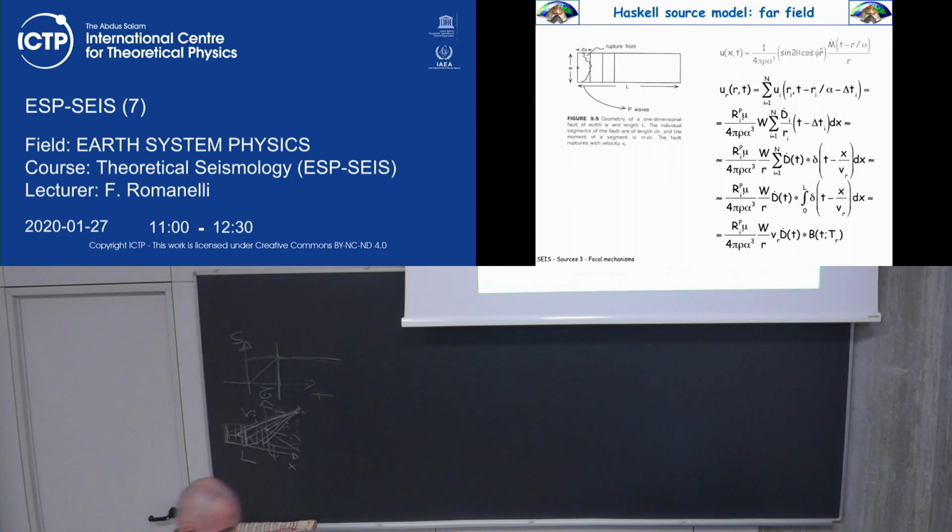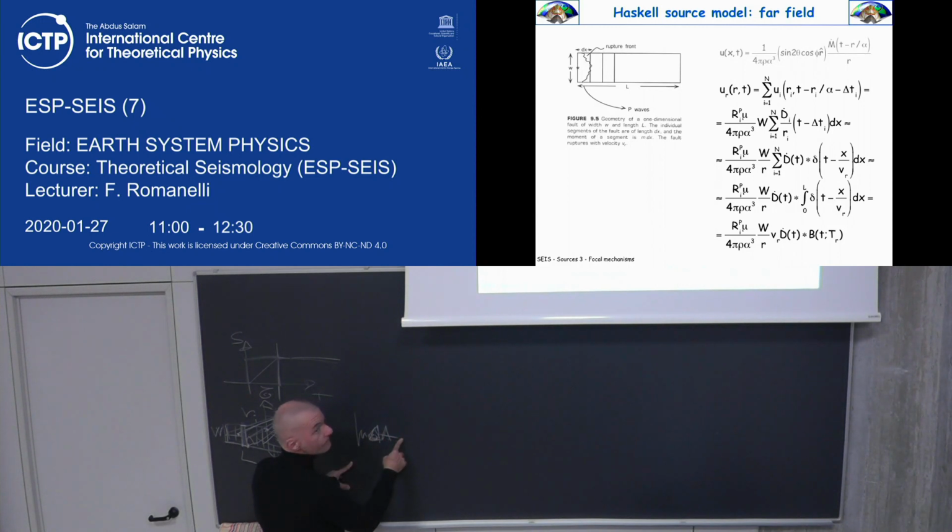What about M? M is mu A, but now A is the area of a single segment. So it will be the width times this step here, and it is dx there. So let's call it dA or delta A.